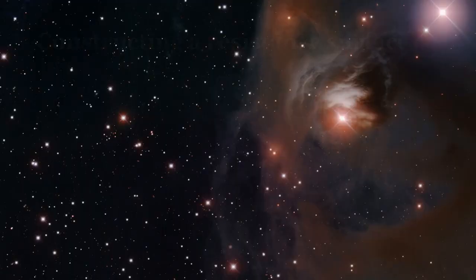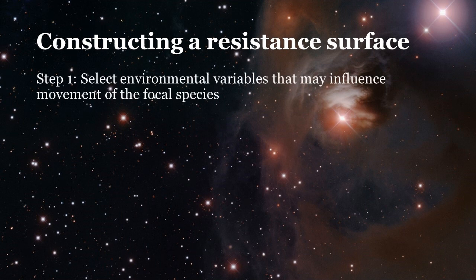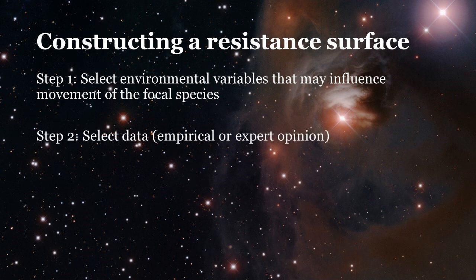There are typically 4 steps in constructing a resistant surface. The first step is to select the environmental variables that may influence the movement of the focal species. The second step is selecting the type of data, which may either be expert opinion or biological data such as detection, relocation, pathway, or genetic data. It is recommended to use empirical biological data rather than relying on expert opinion only.